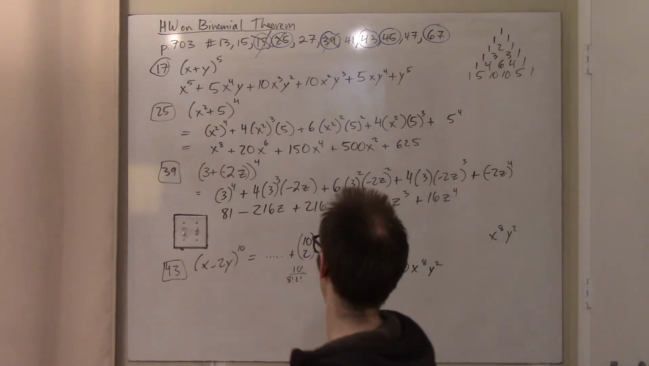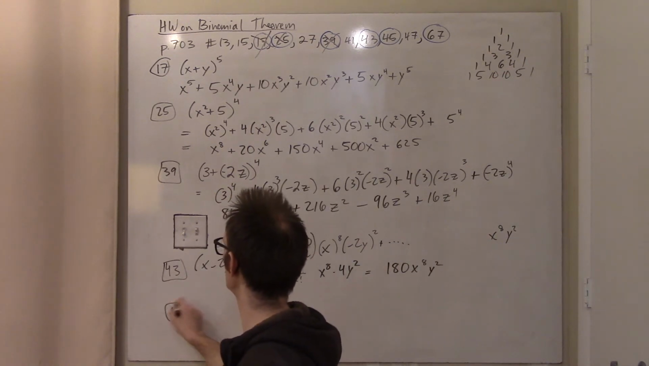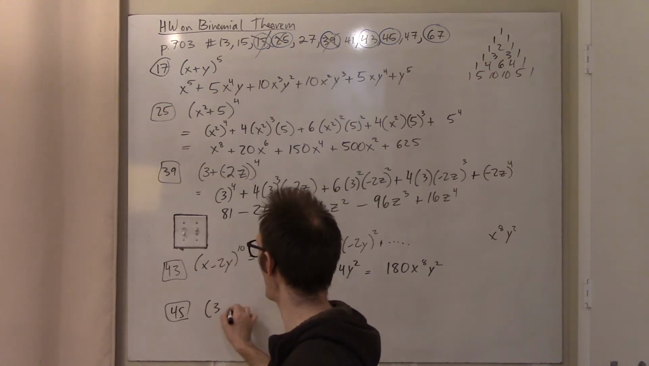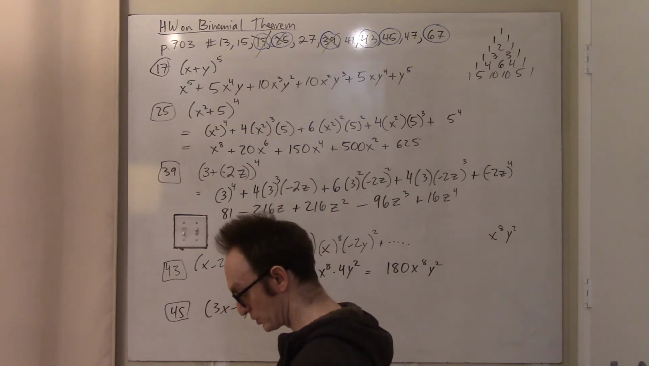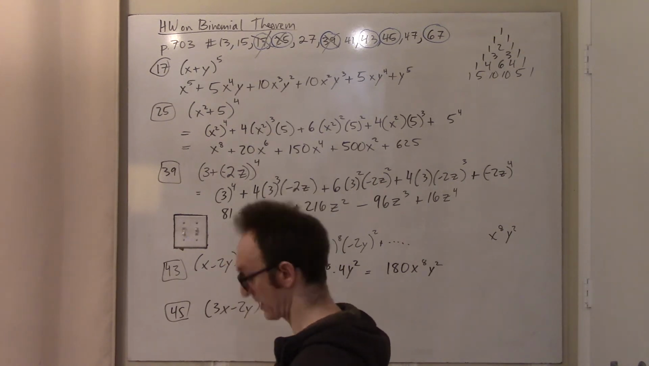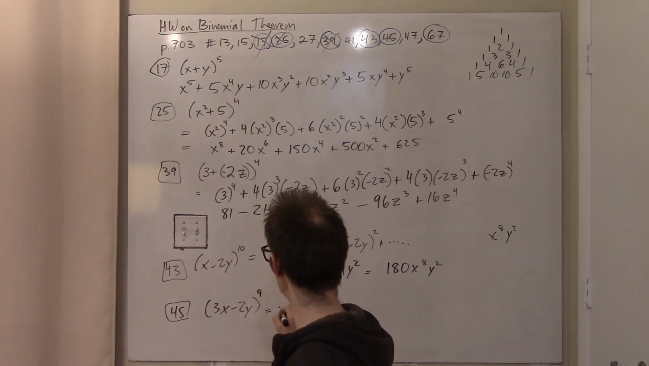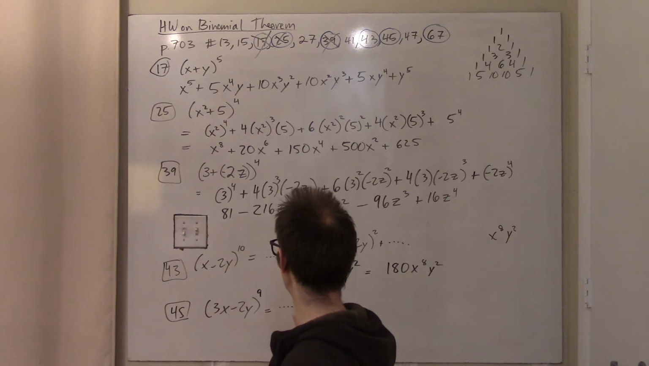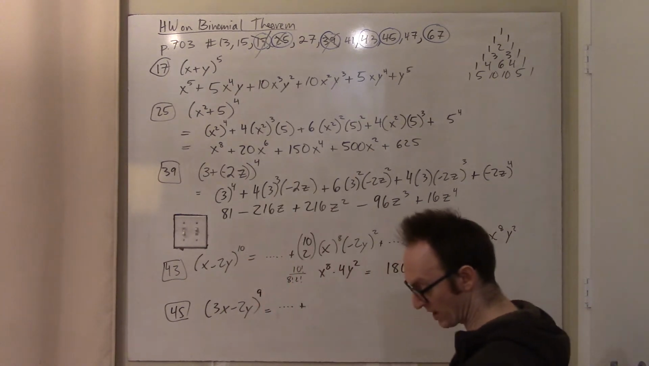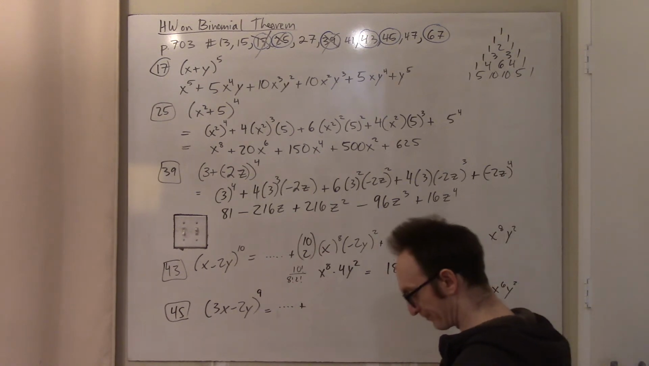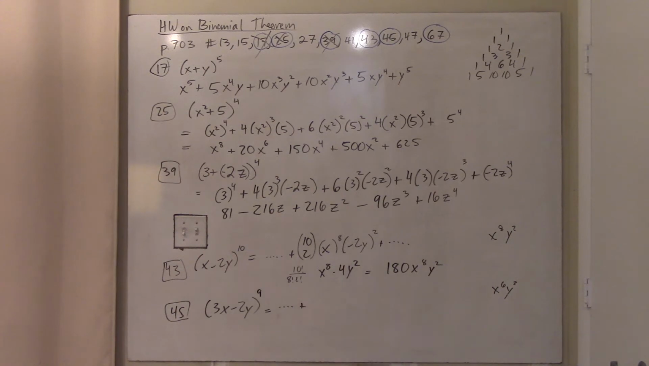Okay, 45 is basically just the same thing, just another one. So 45: 3x minus 2y to the 9th. And so we've got a little dot dot dot plus, and now I want to know what is the coefficient of the x to the 6th y squared term. Well, the only way for me to get x to the 6th y squared?